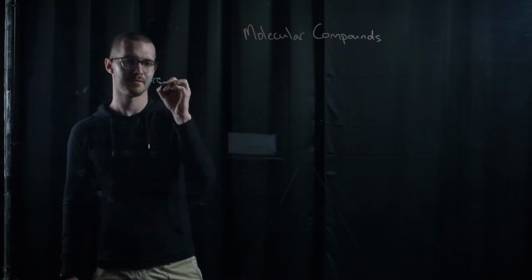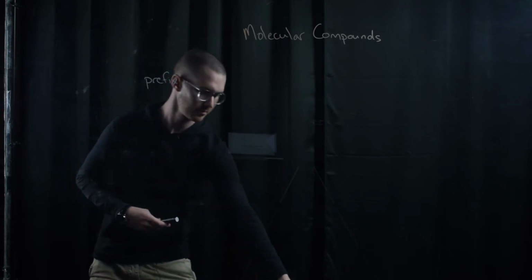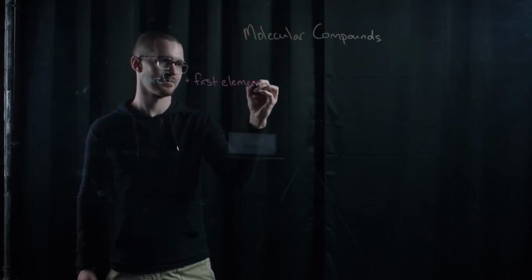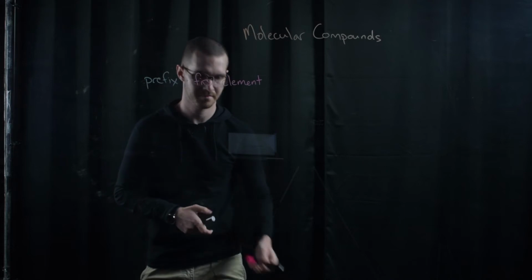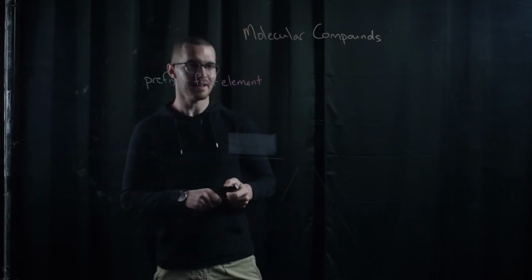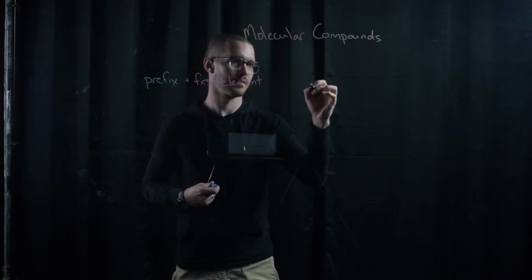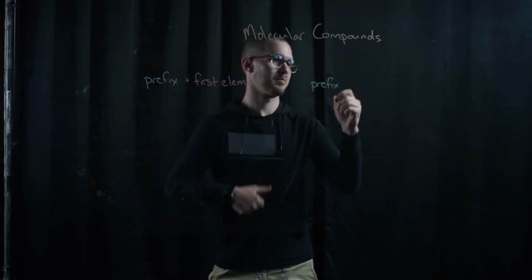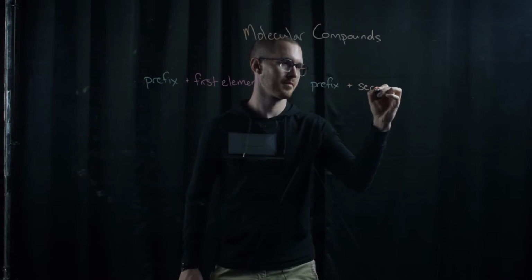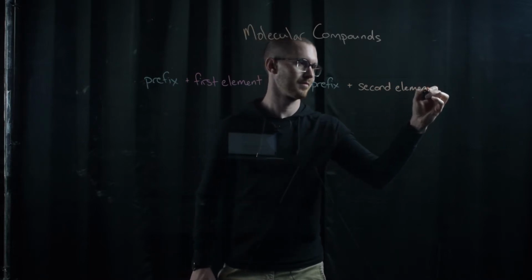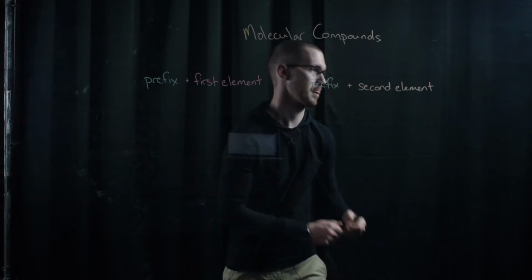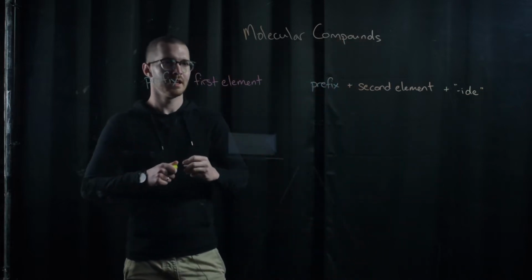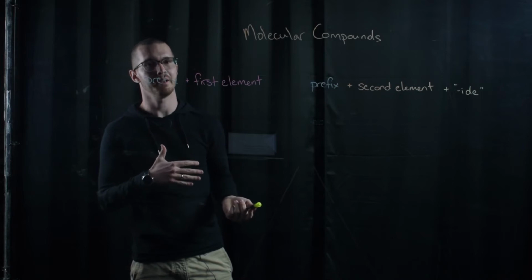We have a prefix plus our first element, and that's followed by the prefix plus our second element, plus the ending I. So this is the basic formula of how we're going to be naming binary molecular compounds.